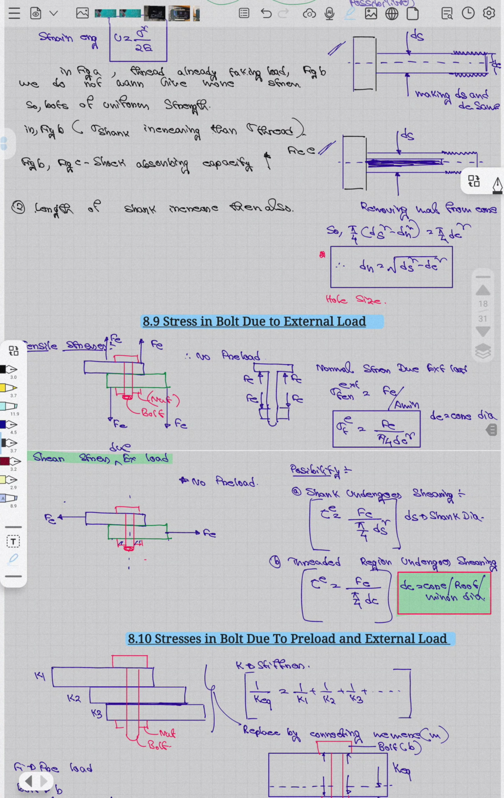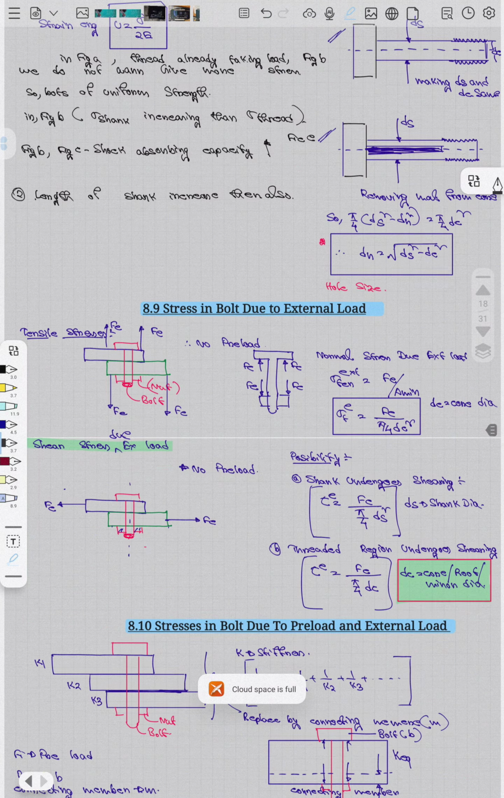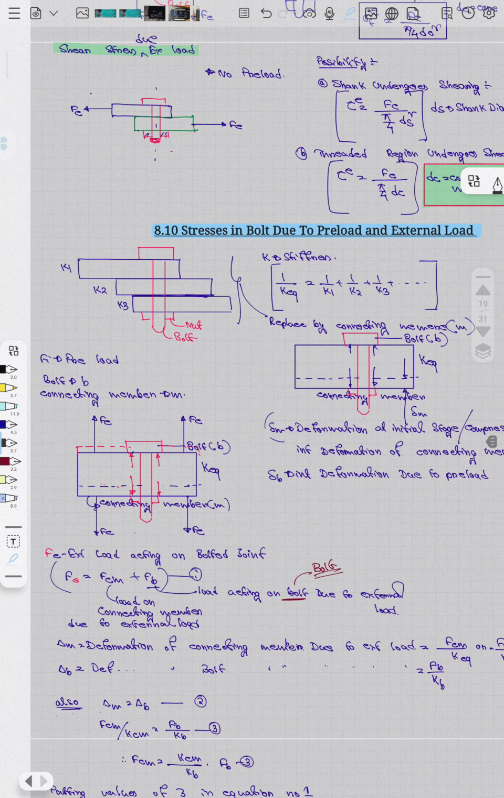First, without preload, there is shear. The two sides have the shank and the bolt. This is the shank, the diameter of the shank is ds, and this is the bolt. The bolt can shear, and the shank part can also shear. So whatever may be, the next thing I want to pay attention to is the preload and external load.